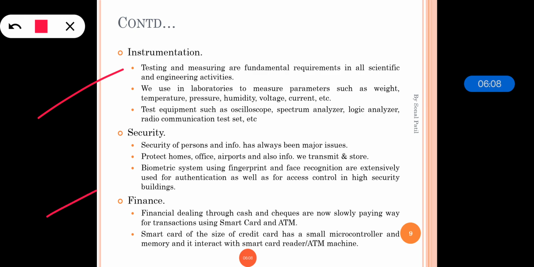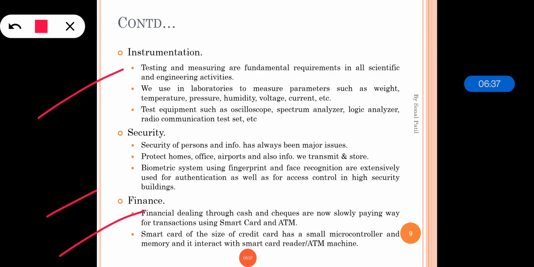Then, talking about security. Security of persons and information is always a major issue. We need to protect our homes and offices and also the information that we are transmitting and storing. So, developing the embedded system for security application is very necessary. So, we have so many security devices not only at homes but offices, airports for the authentication and various verification purposes as well.